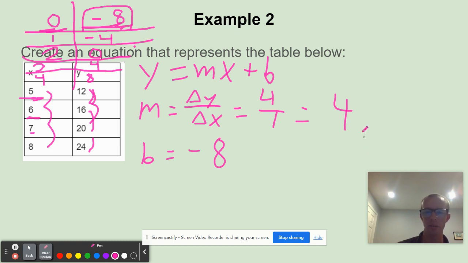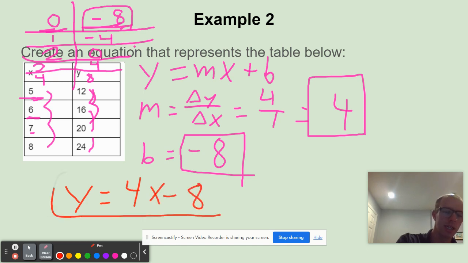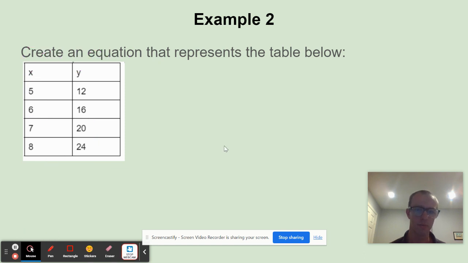And so now I know my two parts. The slope of the equation is 4. The y-intercept is -8. I'll write my answer in red here. And the answer is y equals 4x minus 8. This equation and this table show the same relationship in different forms. All right.